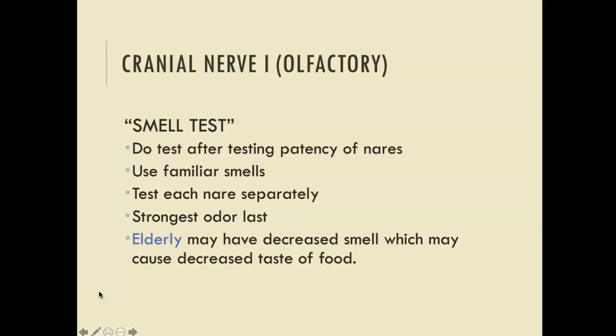Please note that the elderly may have a decreased smell, which causes also a decreased taste of food. And also with the COVID virus, they noticed that some symptoms for some of the clients are lack of taste and lack of smell. So it may be important in the near future to do more significant testing for the cranial nerve 1.